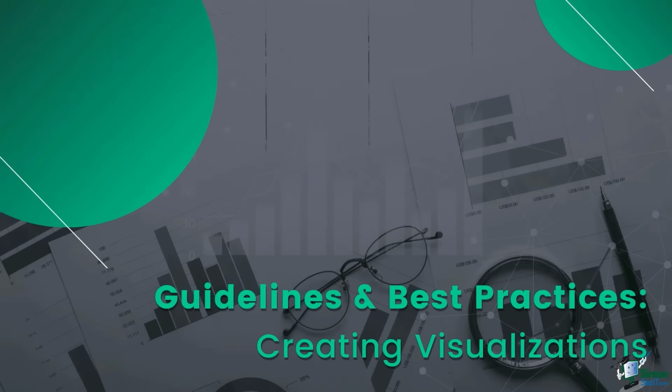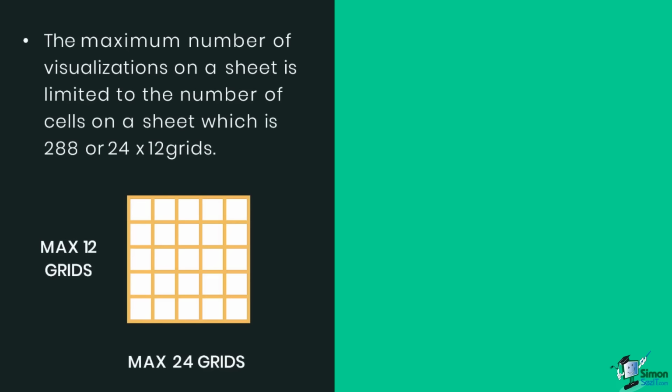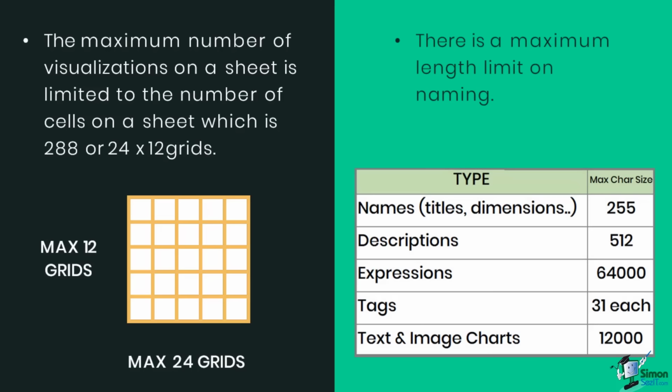There are certain conventions and limitations you need to be aware of when working with Qlik Sense. Here are some guidelines when creating a visualization on this platform, as well as best practices when designing visualizations. The maximum number of visualizations there can be on a sheet is limited to the number of cells on a sheet, which is 288, or 24 by 12 grids. The maximum practical number will be less than this because of the limited use for visualizations that are made up of only one cell. There is a maximum length limit on naming.